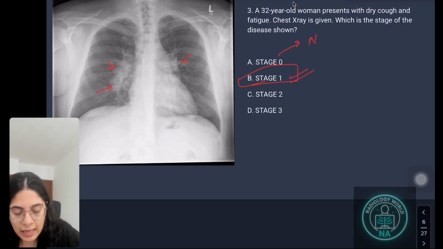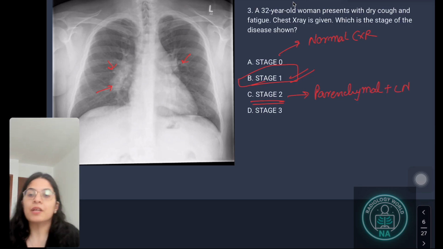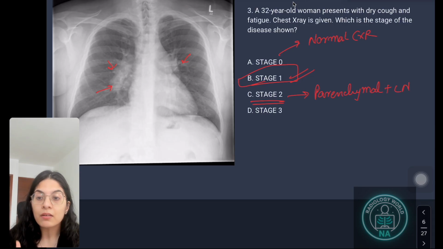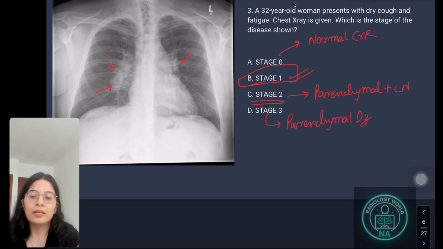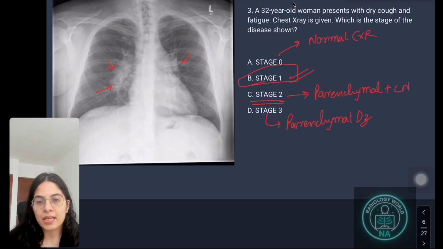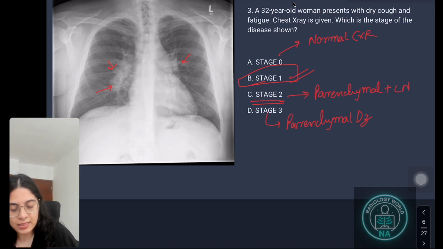Stage 0 is an absolutely normal chest x-ray. Stage 2 will be parenchymal disease plus lymphadenopathy. Whenever the lymph nodes are present, I would say it is a relatively earlier stage, or it has a better prognosis. Whereas stage 3 is only parenchymal disease, and it has a little poorer prognosis compared to stage 2, because in stage 2 there are lymph nodes, meaning there is a relatively better prognosis compared to stage 3, right? And stage 4 will be your last stage, which is fibrosis.